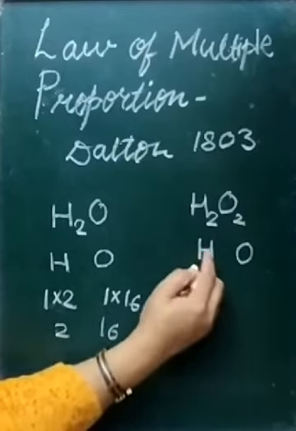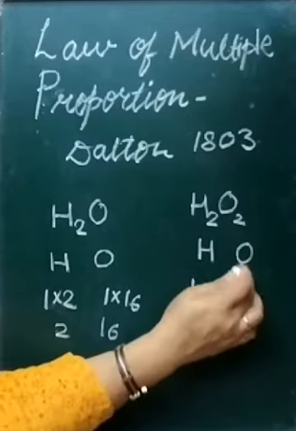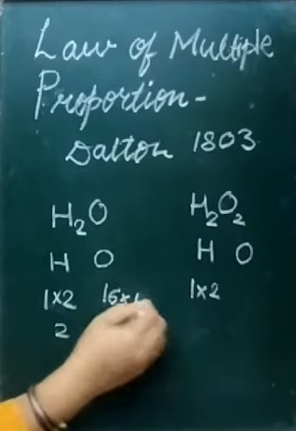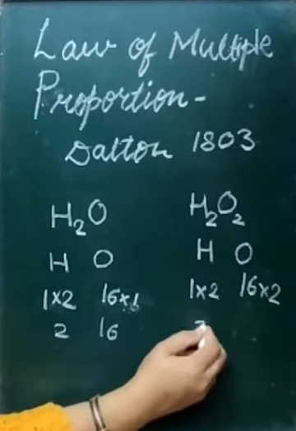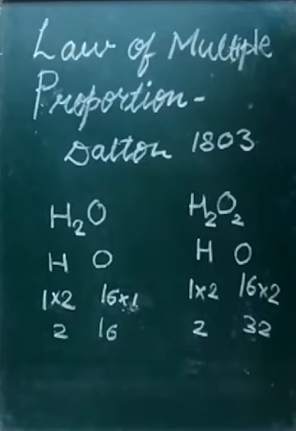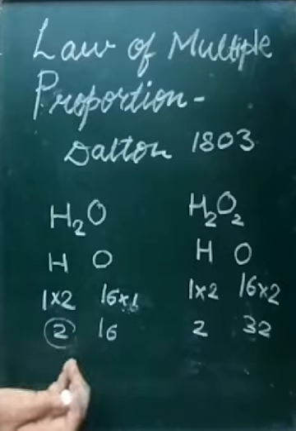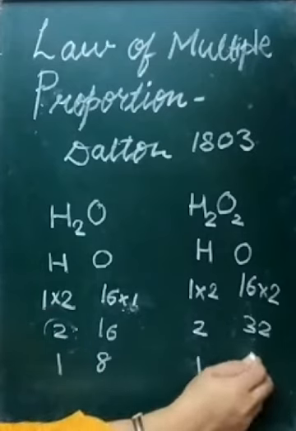In H2O2, two atoms of hydrogen, so 1 into 2, and two atoms of oxygen, 16 into 2. It will be 2 is to 32. If I find here, we will find that a fixed mass of hydrogen is there. Converting it into a simpler ratio, 1 is to 8 here, and 1 is to 16 here.